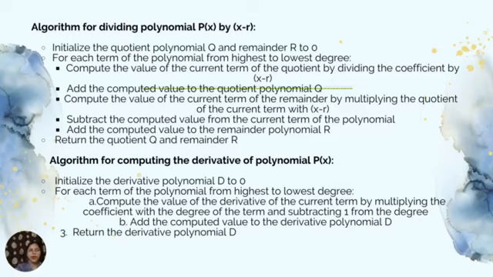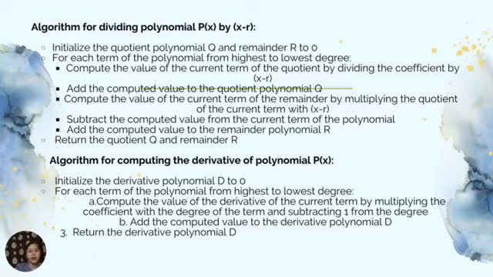Algorithm for dividing polynomial p of x by x minus r. Initialize the quotient polynomial q and remainder r to 0. For each term of the polynomial from highest to lowest degree, compute the value of the current term of the quotient by dividing the coefficient by x minus r. Add the computed value to the quotient polynomial q. Compute the value of the current term of the remainder by multiplying the quotient of the current term with x minus r. Subtract the computed value from the current term of the polynomial. Add the computed value to the remainder polynomial r. Return the quotient q and remainder r.